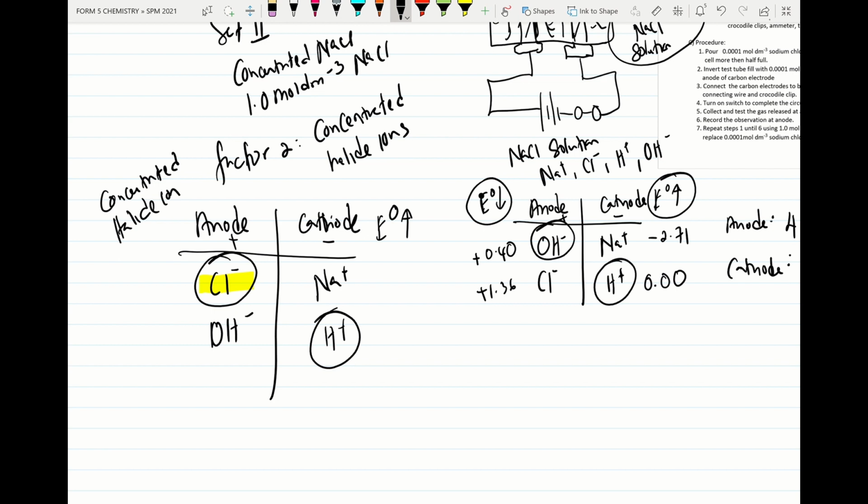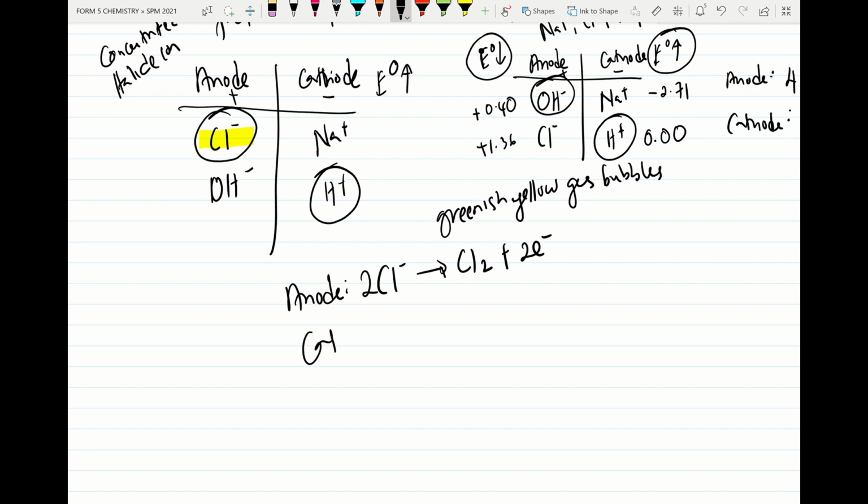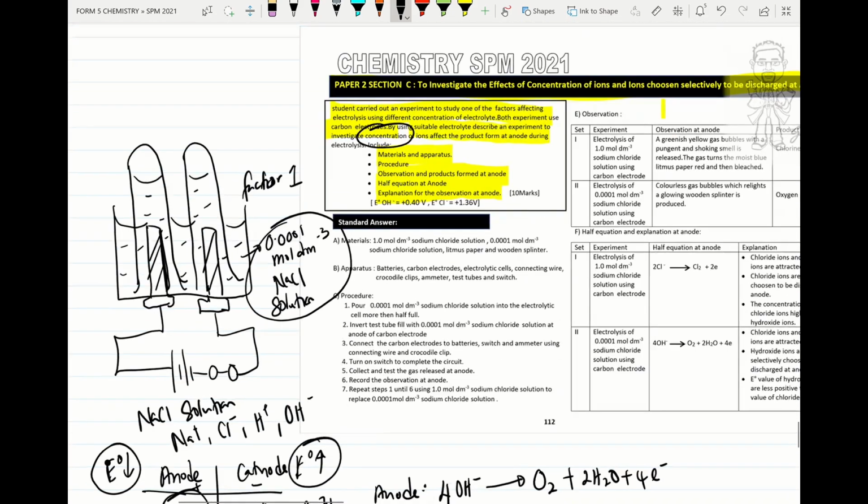Why? Because the number of chloride ions per unit volume is higher, or the concentration of chloride ion is higher than hydroxide ion. Now, how to do the half equation. We put chloride ion, please put 2 here, to become chlorine molecule by losing 2 electrons. So I put chlorine molecule here, and we will get greenish yellow gas bubbles released. At the cathode, always remember we choose hydrogen ion, so please put 2 also, gain 2 electrons and form hydrogen gas.